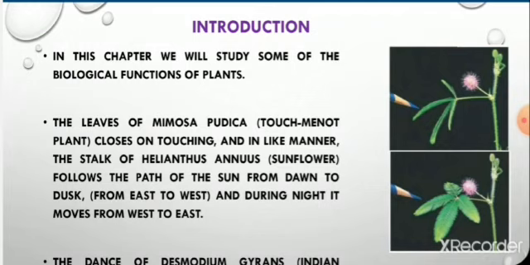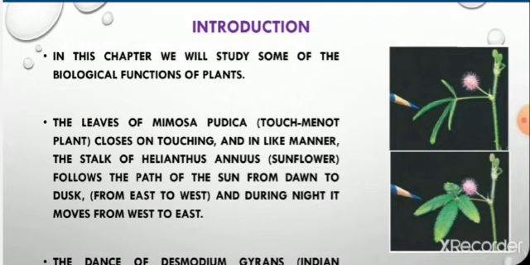So there are a lot of biological functions taking place inside a plant. Here in this chapter we'll be studying some of the biological functions. And number one, what we are going to study is movements in plants. For example, Mimosa pudica.